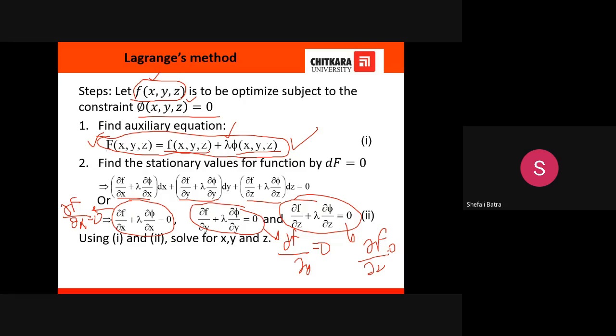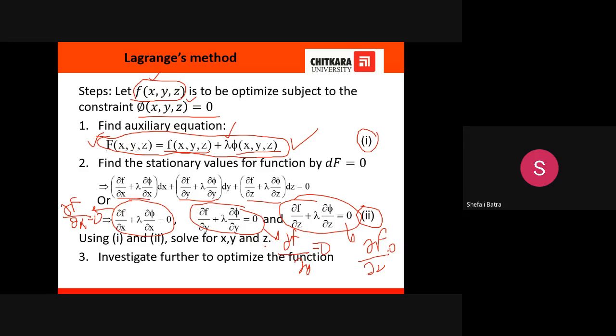First, construct a Lagrange function. Second, ∂f/∂x plus lambda ∂phi/∂x is equal to 0, ∂f/∂y plus lambda ∂phi/∂y is equal to 0, and next, ∂f/∂z plus lambda ∂phi/∂z is equal to 0. Now, after that, using this second and the constraint, you need to solve for x, y, and z. Third is to investigate further to optimize the function.